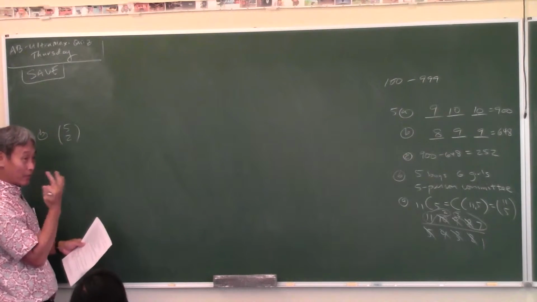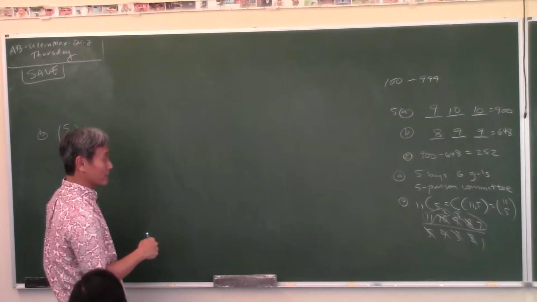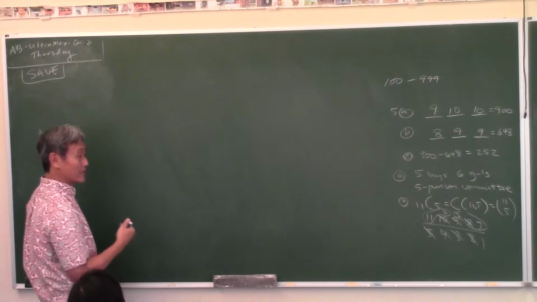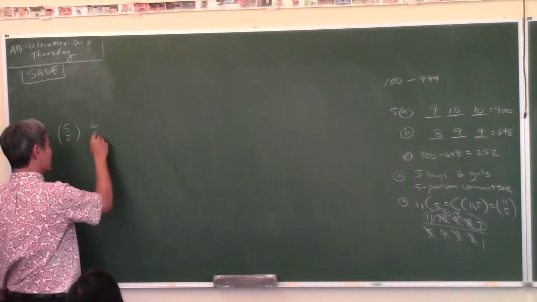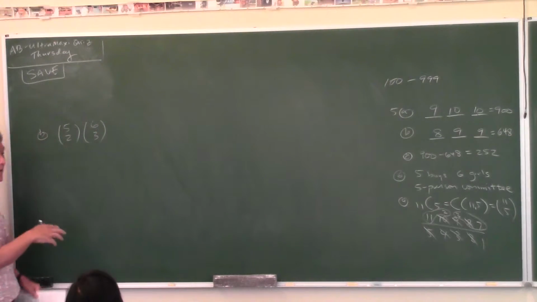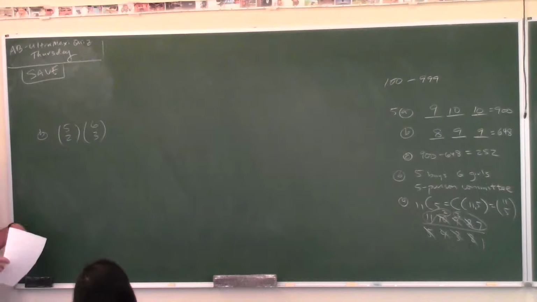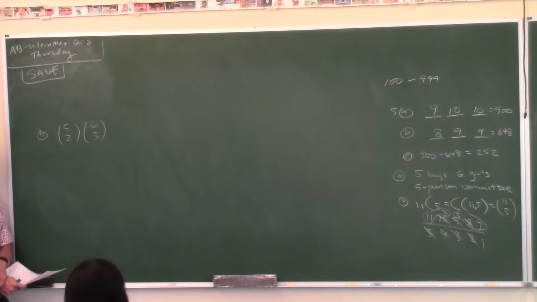Now, I need to select 3 girls, and how many total girls are there? 6. So how many ways can I select the 3 girls? 6 choose 3. Now, the question is, what do I do with these numbers? Do I add them or multiply them? Multiply. How come you multiply?